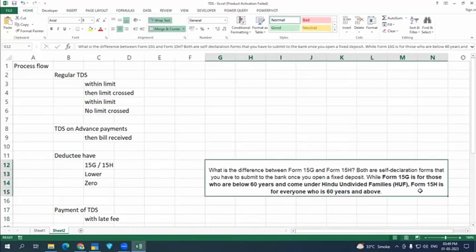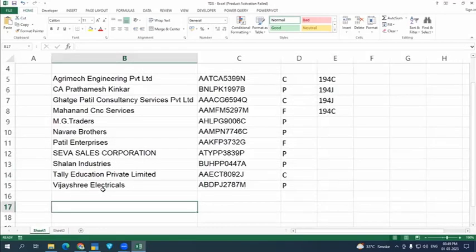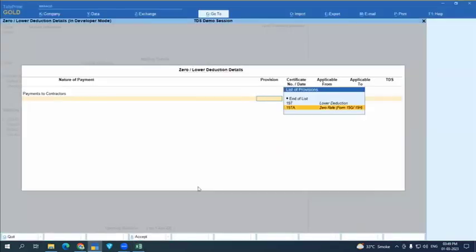Persons below 60 years of age can give a 15G certificate, and persons above that, senior citizens, give 15H. So it means a person having only interest income and no other income can apply to the department and take that exemption. Otherwise he has to take a refund from the government again and again. So I'm taking here 197A lower deduction.